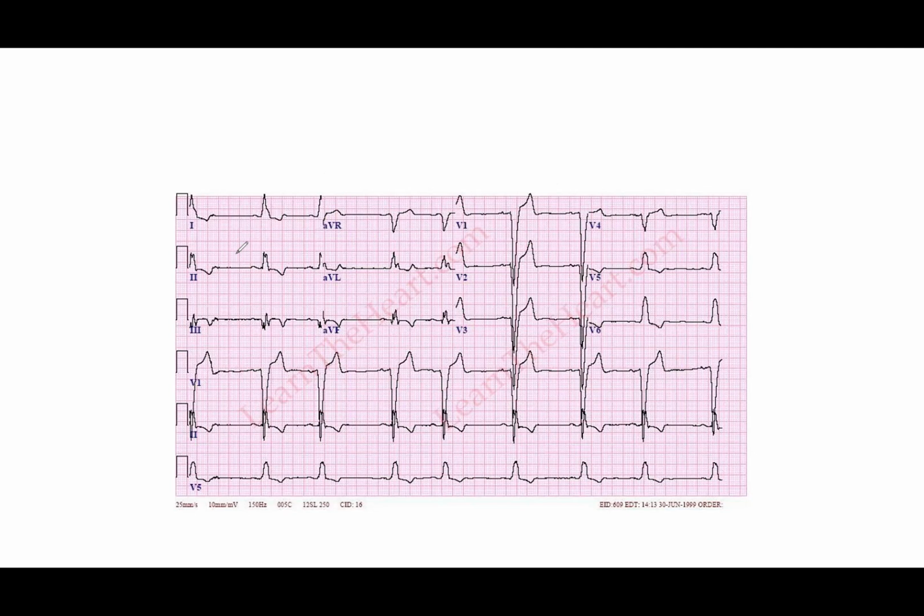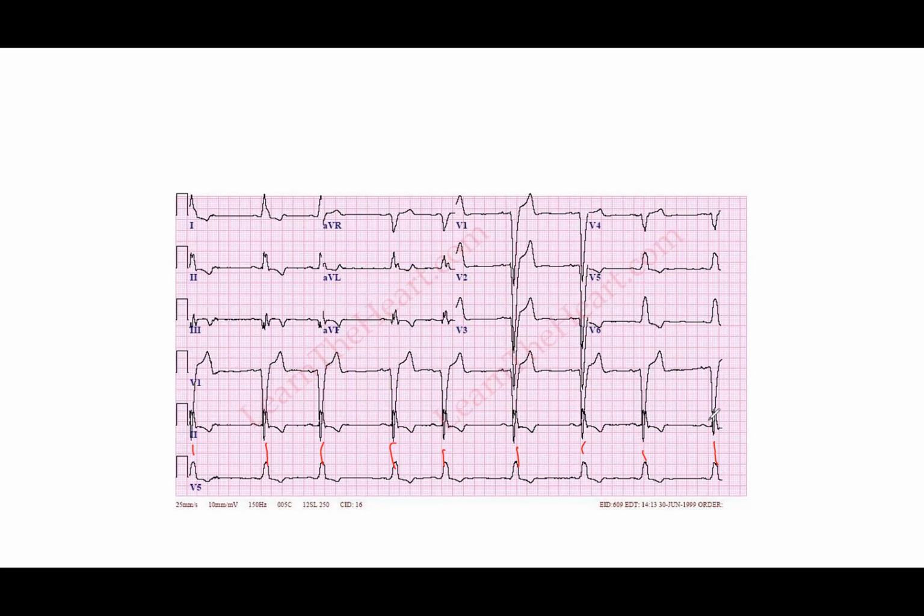What about my R to R interval? So this is kind of interesting, right? Because I went all the way across. Let's just do V5 for right now. R wave, R wave, R wave, R, R wave, R wave, R wave, R wave. So what do we notice by looking at our R waves? Well, we notice that we have an irregular rhythm, right? Because we do not have regular R to R intervals.